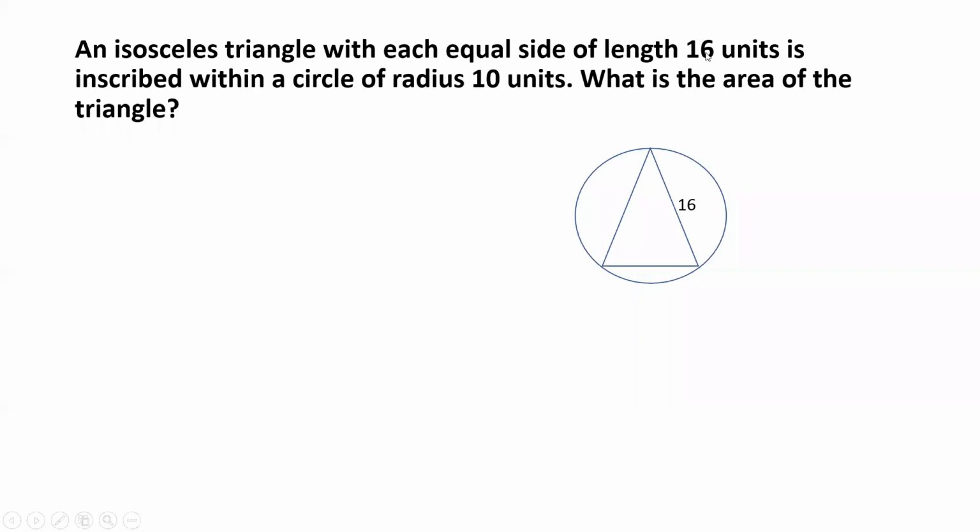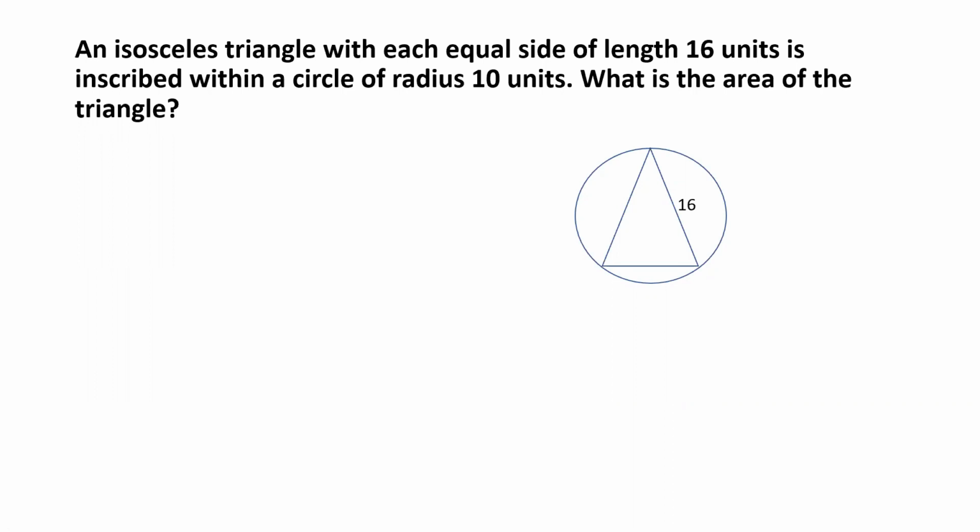An isosceles triangle with each equal side of length 16 units is inscribed within a circle of radius 10 units. What is the area of the triangle?